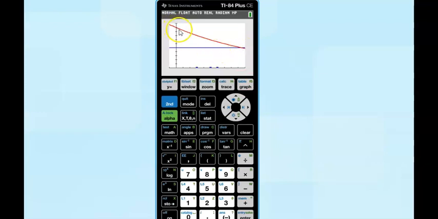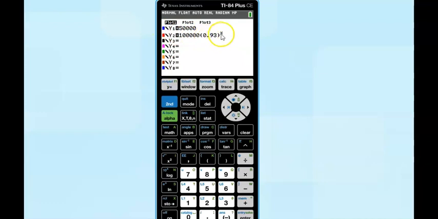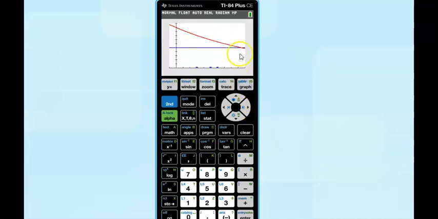Okay, so here, remember the red line? See, I have a fancy calculator. Mine does it in color. My red line is 100,000 times 0.93 raised to the x. My blue line is the 50,000. But I need this value. So I need to know where those two lines intersect.